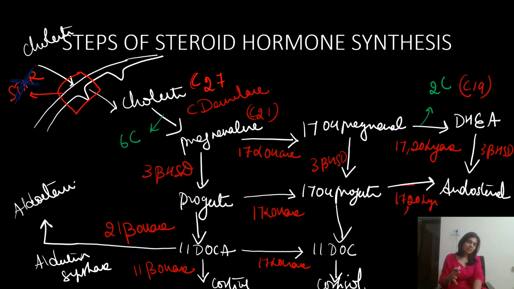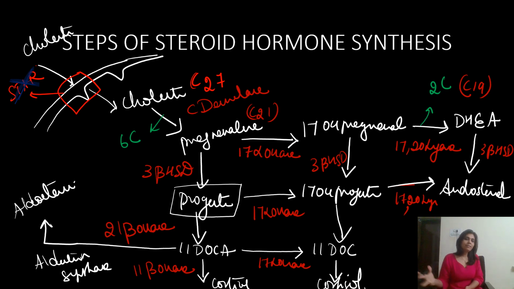But luckily, StAR protein is not necessary for progesterone synthesis in the placenta. In the placenta also you have to synthesize progesterone, but for placental progesterone synthesis, this StAR protein is not essential. So if the fetus has a StAR protein defect, in the adrenal cortex none of these hormones get synthesized. The placental progesterone synthesis goes uninhibited. So there will be continuation of pregnancy.